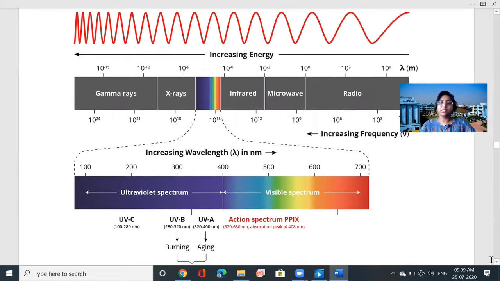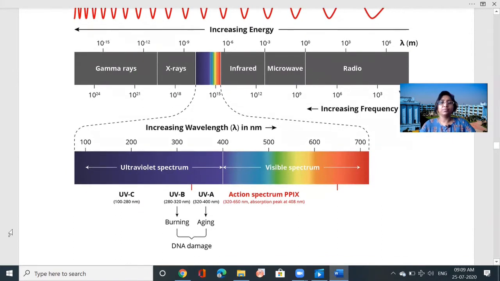We know that UV rays are harmful for us. So what type of harm may it cause? UVB, the wavelength range is 280 to 320 nanometer, and this causes burning. Basically they damage our DNA. And UVA, that is 320 to 400 nanometer, causes aging. So these are the harmful effects of the ultraviolet spectrum.